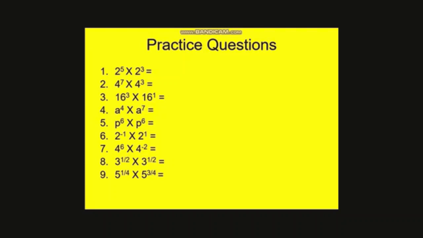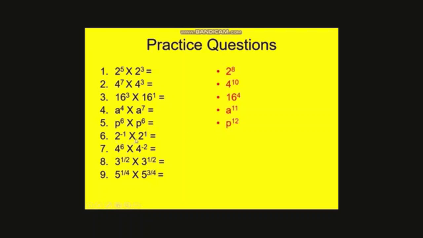Okay, if you've pressed play, are you ready for some answers? So the first one, the base number is going to stay as 2, and I'm going to do 5 plus 3, so it's 2 to the power of 8. The base number is going to stay as 4, and 7 plus 3 is 10, so it's 4 to the power of 10. Here the base is 16, and I've got 3 plus 1, which is 4. Here the base is a, so the base is going to stay as a, and it's 4 plus 7, which is 11. Here we've got a base of p, and it's 6 plus 6, which is 12.